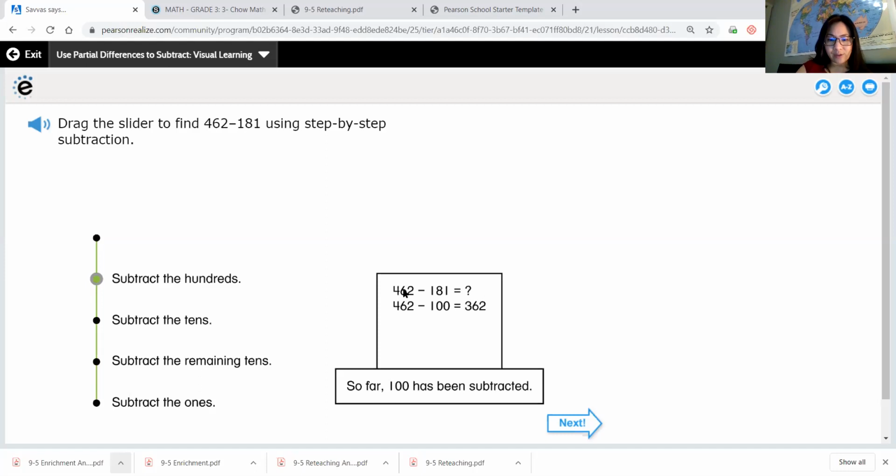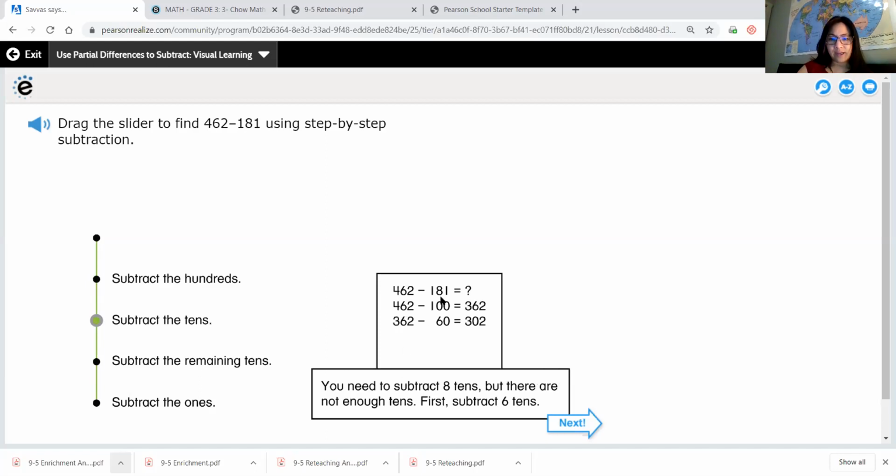So here we go, 462. First we subtract 100, and that leaves us with 362, right? And then we still have 81 to subtract. So you need to subtract 8 tens from the 462 or from the 362, but there are not enough tens. There's only 6. So first subtract these 6 tens or 60. You see how they're doing that here in this step. 362 minus 60 equals 302. So we subtract as many tens as we can.